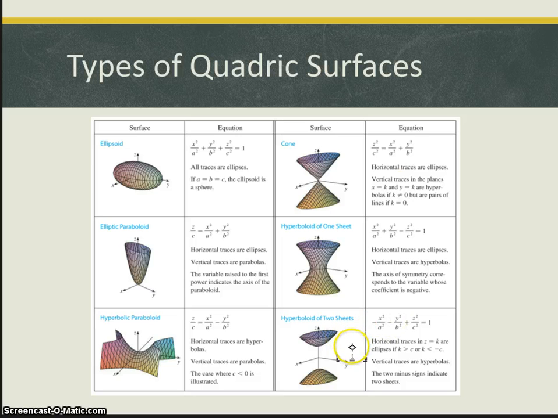Lastly, we have the hyperboloid of two sheets. Something involving x squared minus y squared plus z squared equals 1. So the horizontal traces are given here. Vertical traces are hyperbolas, and the two minus signs indicate that we do have two sheets. Notice there's a negative here and there's a negative here. So that's the clue to us that we have a hyperboloid of two sheets.